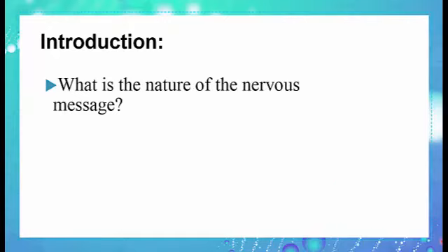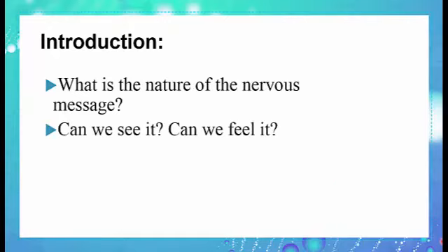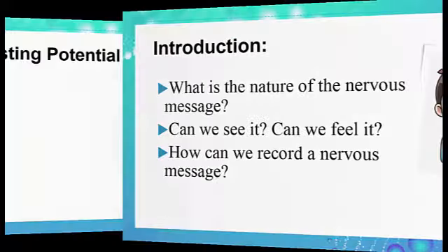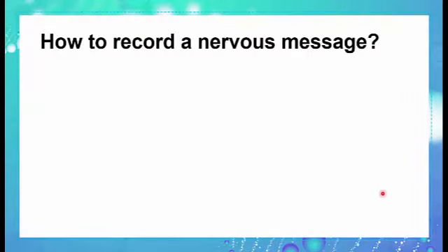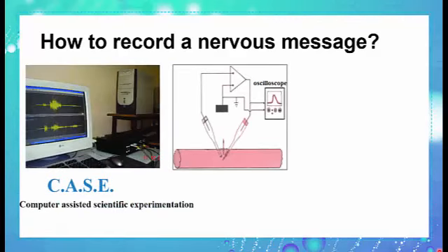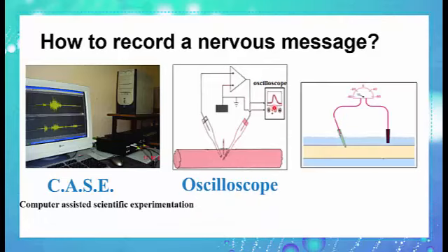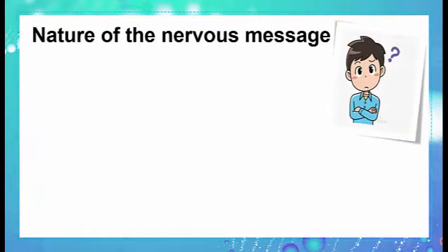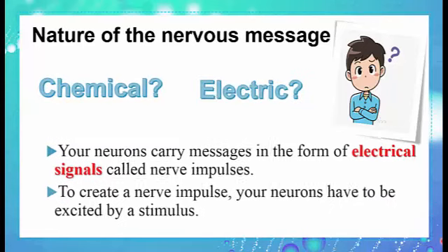So what is the nature of this nervous message? Can we see it? Can we feel it? How can we record this nervous message? Many instruments can be used to record a nervous message, like the oscilloscope, which allows us to observe the obtained recording, and the voltmeter, which gives the value of the voltage. Since the nervous message is recorded by the oscilloscope or the voltmeter, it's not chemical, it's electric.